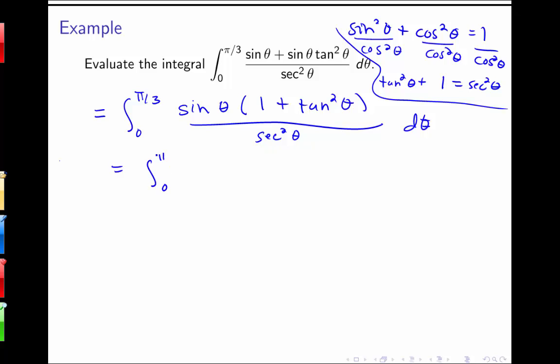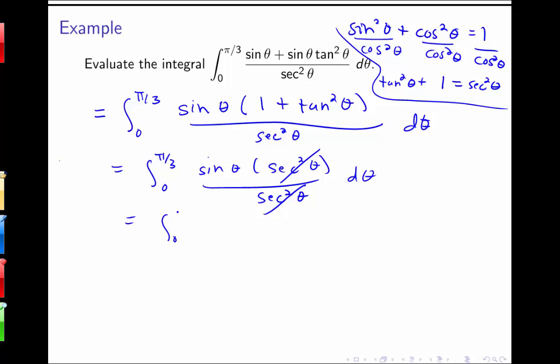So I have this integral from 0 to pi thirds sine theta secant squared theta all over secant squared theta d theta. So these nicely cancel for us. So we're just left with looking at the integral of sine theta. So we've got this integral 0 to pi thirds of sine theta d theta. And I know the antiderivative of sine theta is negative cosine theta, since the derivative of cosine is negative sine. So I'm evaluating this from 0 to pi thirds.